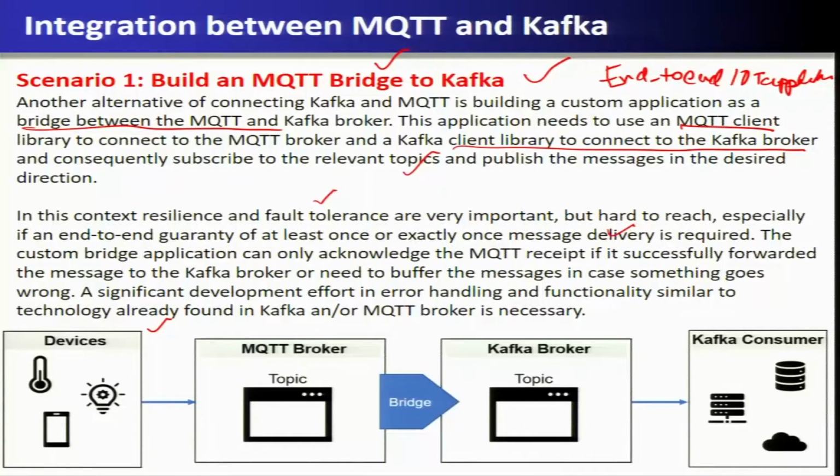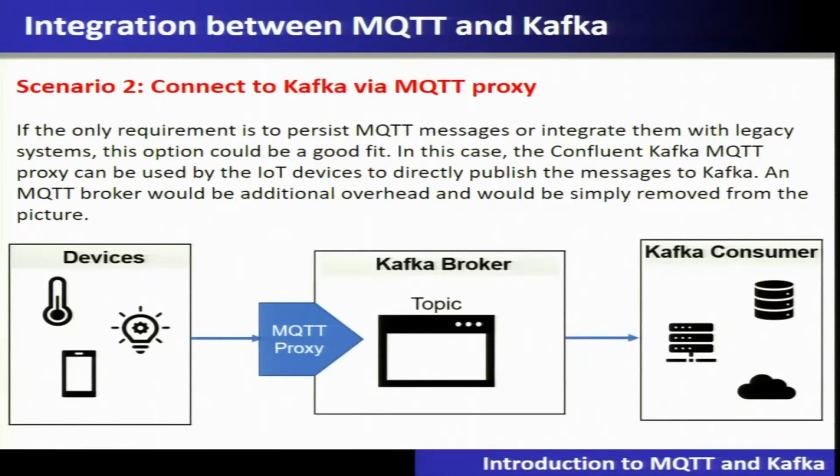The custom bridge application can only acknowledge the MQTT message if it has successfully forwarded the message to the Kafka broker, or it needs to buffer the message in case something goes wrong. A significant development effort is required for error handling functionality similar to the technology already found in MQTT. So this is very challenging if you want to make a bridge with an MQTT client connecting to the Kafka broker.